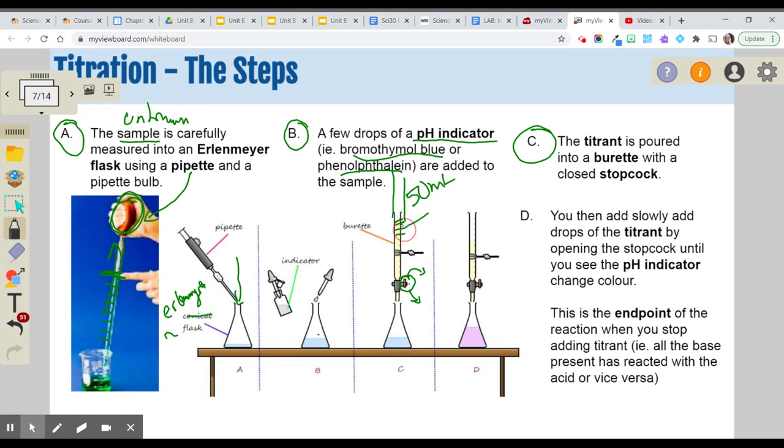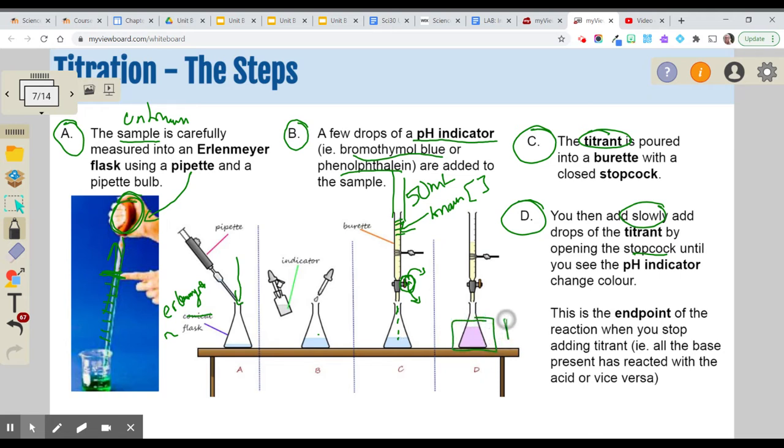All right. You want it to be closed when you're filling it up with your titrant, right? This is your known concentration. So whatever, we know this concentration. This is our titrant. All right, then once you're all set up, you slowly add drops of the titrant by opening the stopcock until you see the pH indicator color change. So you're slowly going to let drips go down here as you turn this knob. You're going to let the drips go in until all of a sudden you see the color change.